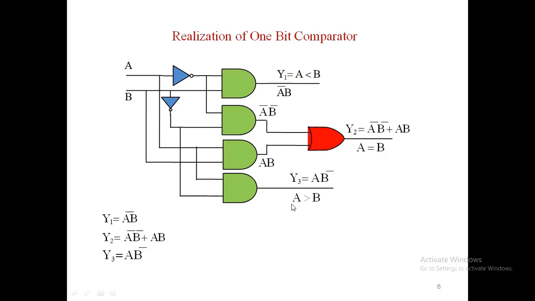So we got the value y3 is equal to 1. See the condition here: A value 1, B value 0. 1 is greater than 0. Is the condition true or false? True. So here we got the value y3 is equal to 1. So this is the magnitude comparator.